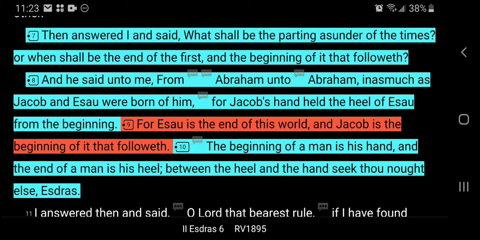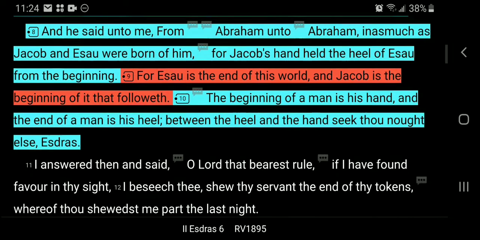And as much as Jacob and Esau were born of him, for Jacob's hand held the heel of Esau from the beginning. For Esau is the end of this world, and Jacob is the beginning of it that followeth. You see? So Esau is in rulership in this world, and Jacob will be ruling. Jacob, the so-called black man, native and Latino, will be ruling in the next world to come. All right? So they don't want you guys to come into power, so therefore they had to deceive the nations. Verse 10, the beginning of a man is his hand, and the end of a man is his heel. Between the heel and the hand seek thou not else.